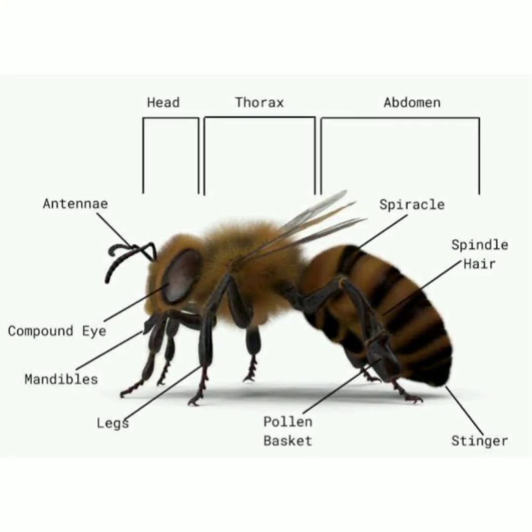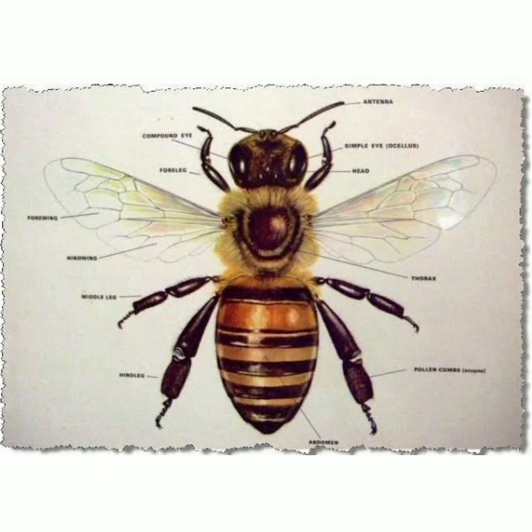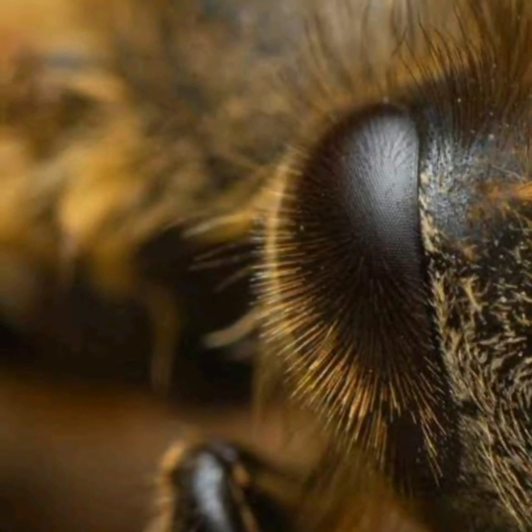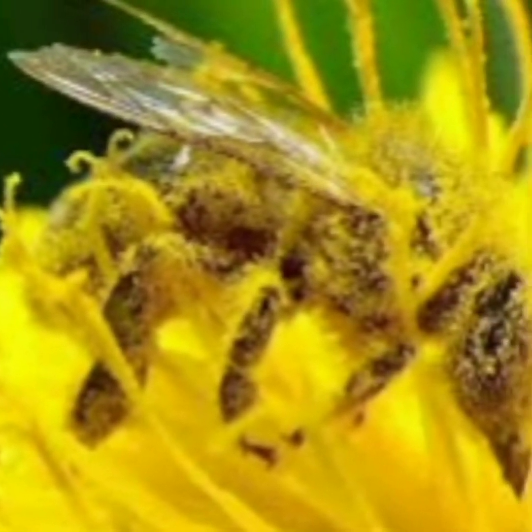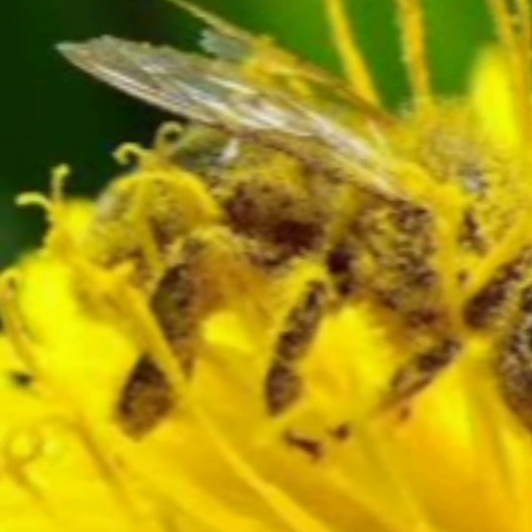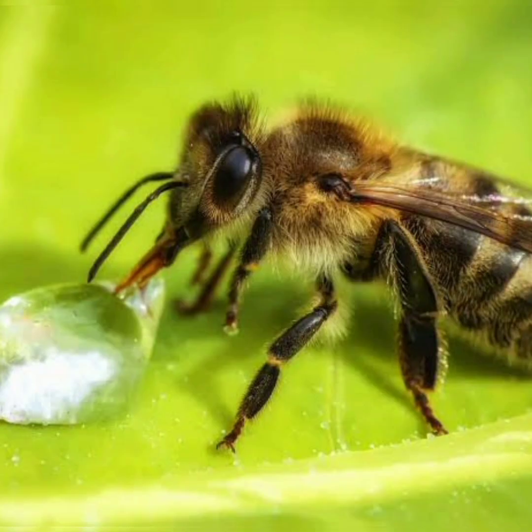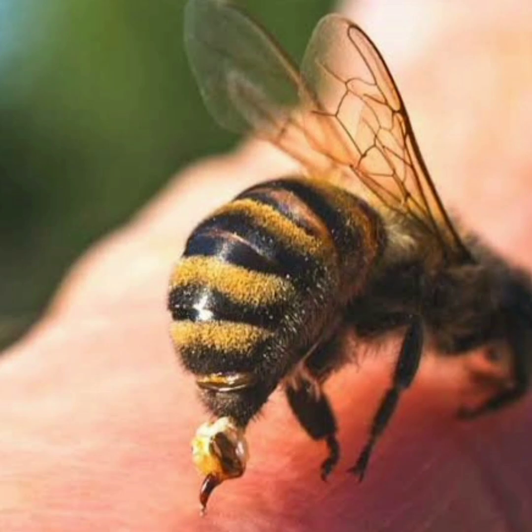Anatomy: honeybees have a segmented body with 3 parts: the head, thorax, and abdomen. They have 2 pairs of wings and 6 legs, and their bodies are covered in fine hairs that help them collect and distribute pollen. Honeybees also have specialized body structures for producing wax, storing nectar and pollen, and stinging.